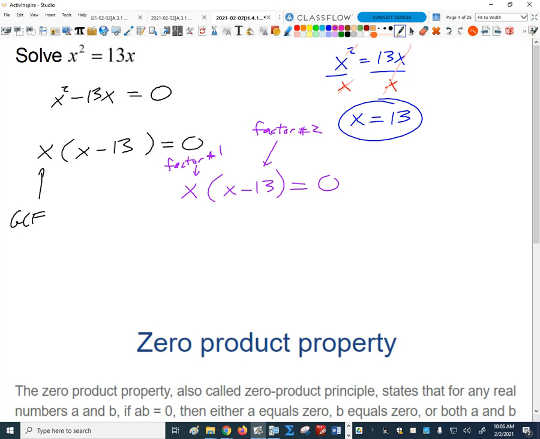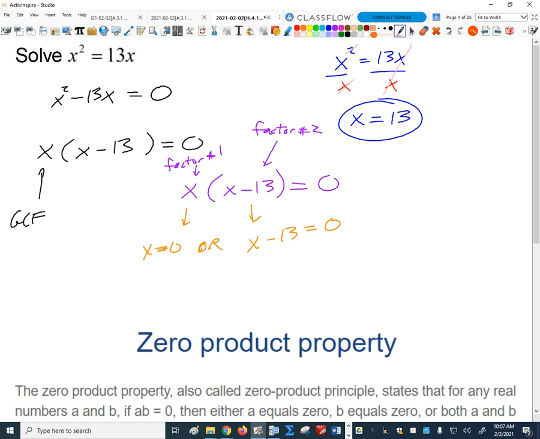I have to be multiplying by 0, right? There's no other way to do it. If I'm going to get 0 for an answer, I have to be multiplying by 0. So what are the possibilities then? Well, there's two things that could be happening here. Either my first factor is equal to 0, or my second factor is equal to 0. That's called the zero product property.